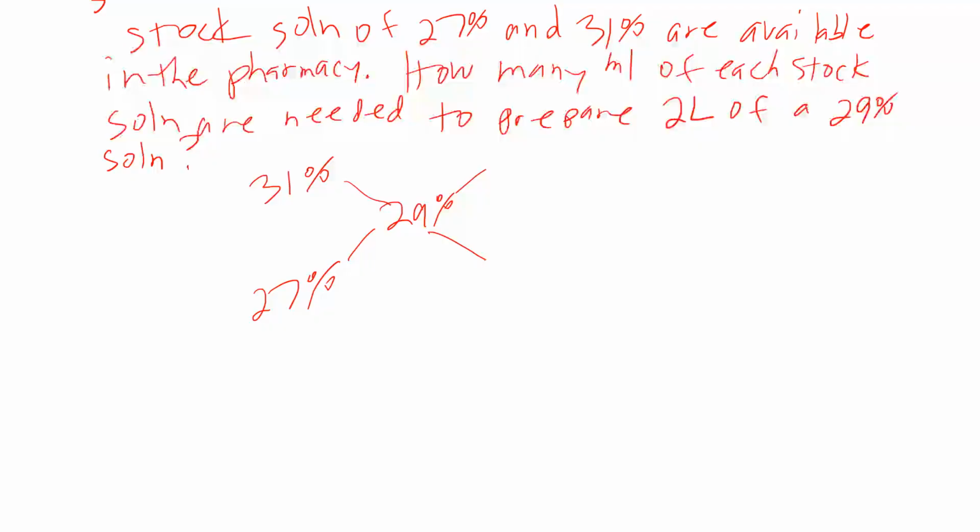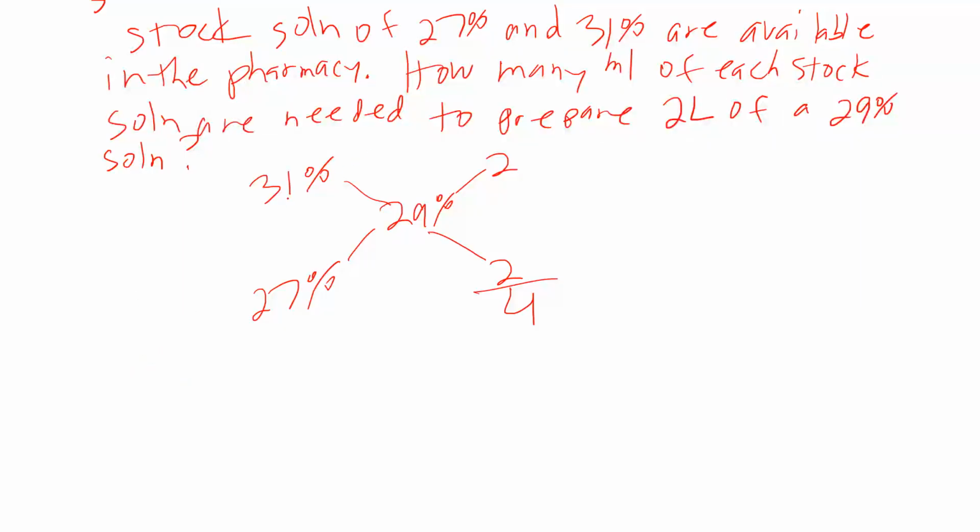So the difference between 31 and 29 is 2. The difference between 27 and 29 is also 2. The total is 4. So that's 2 parts of 31%, 2 parts of 27%. So you're mixing 2 parts of 31%, you're mixing 2 parts of 27%, and you get the final is 4 parts of 29%.